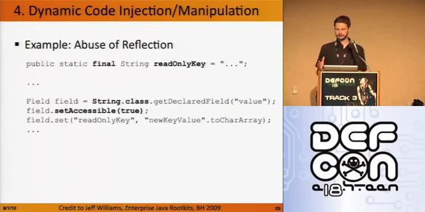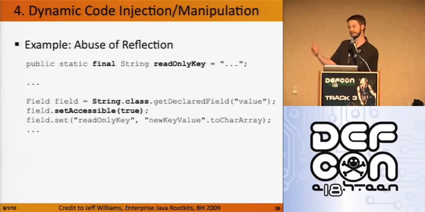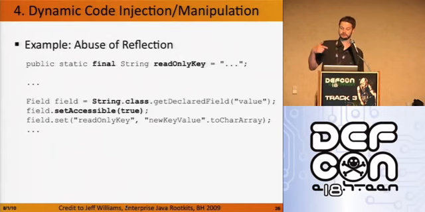One example comes out of Jeff Williams' work. It's the abuse of reflection. So you have some final strings in your application. You're not able to modify them. You're not able to change the data of these final strings. What you're doing is you change the string class in such a way that all final strings become writable. So it doesn't matter anymore if it's final. You can actually rewrite all the final strings.